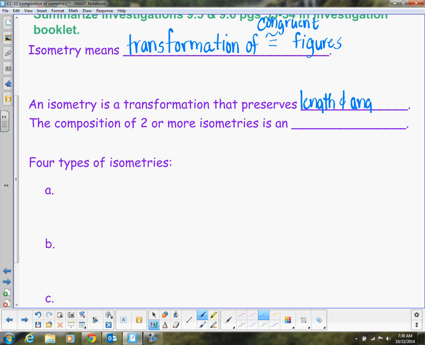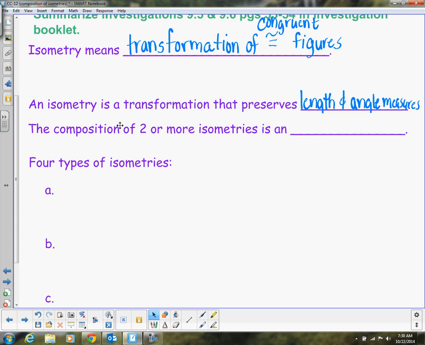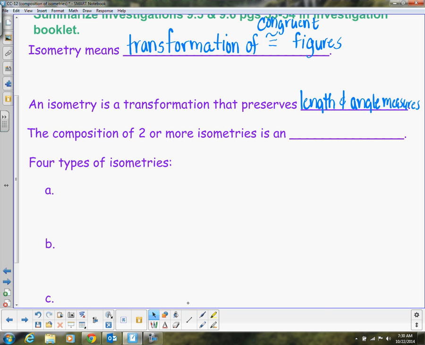If you look at your foldable on translations, rotations, and reflections, were those two, all three of them? Now, composition, that means doing two or more isometries. Let's say you take a figure and you translate it, then rotate it, then flip it. It's still an isometry. The word isometry just means that when you're finished, the figure is the same size and shape. All it has done is moved.